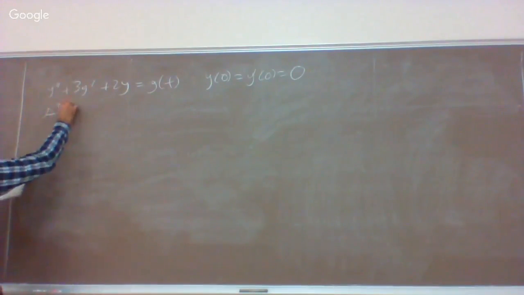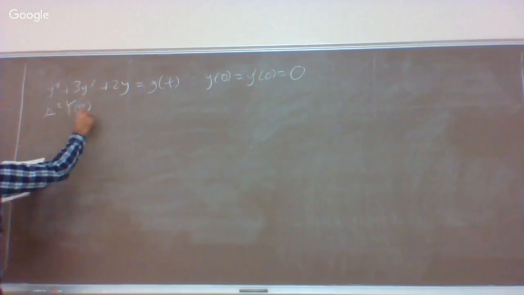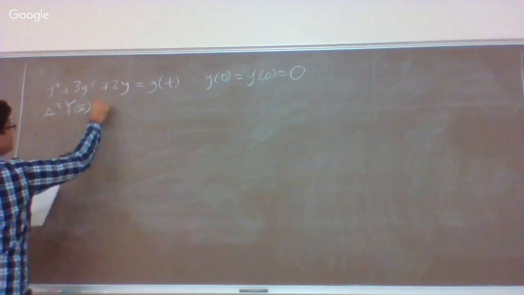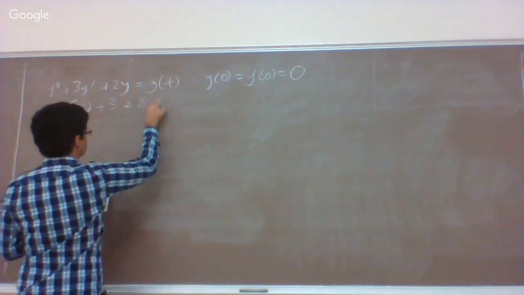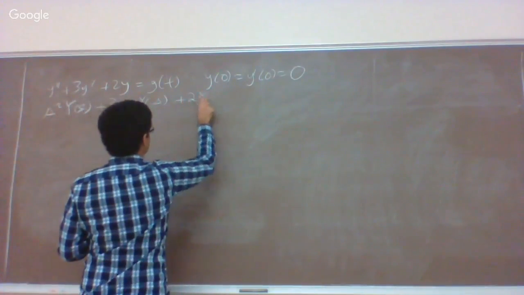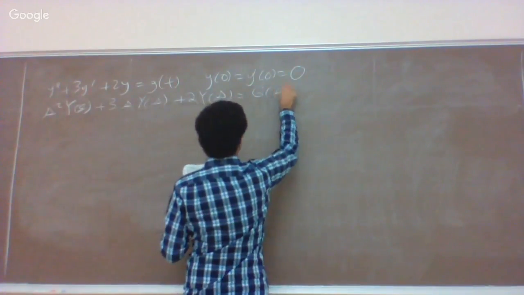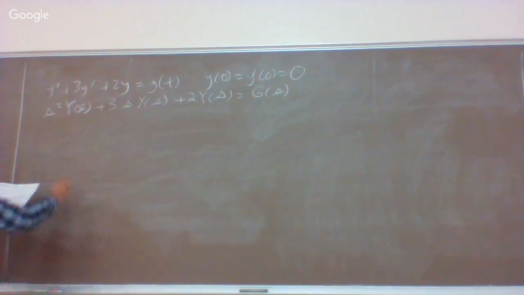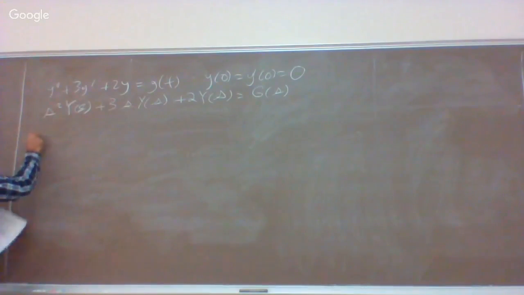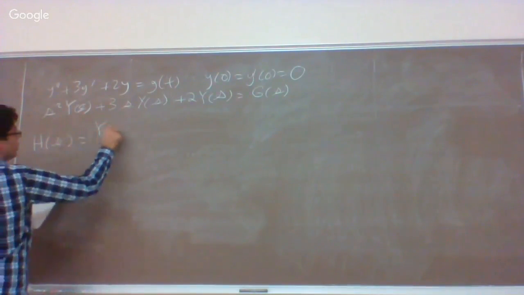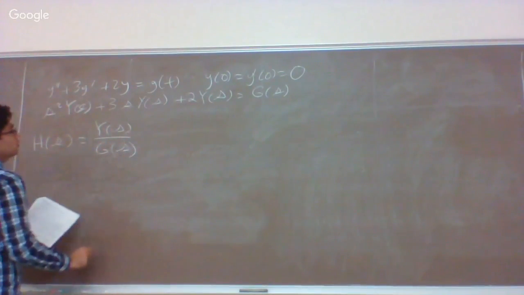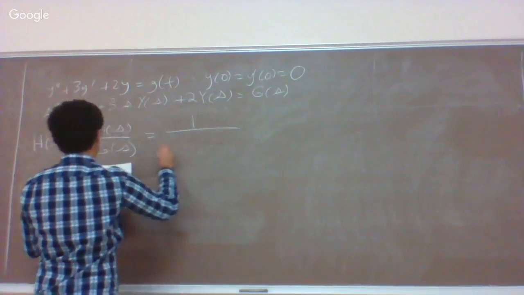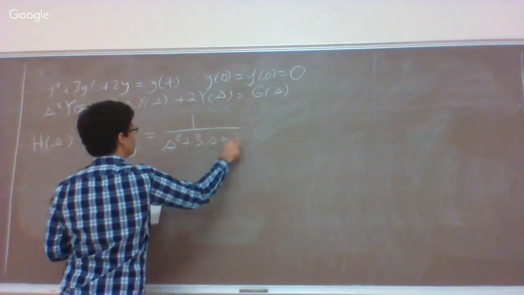So we have s squared Y of s. And since the initial condition is equal to 0, we don't need to worry about the rest of this Laplace transform. Plus 3s Y of s plus 2 Y of s equal to G of s. Any questions on that? So we want H of s that's equal to Y of s over G of s. So we can divide G of s to the left side and the rest of the function to the right side to get 1 over s squared plus 3s plus 2.